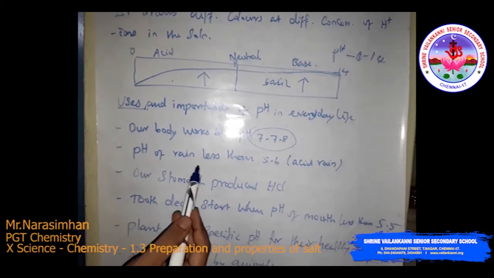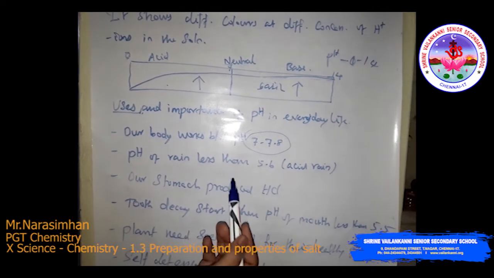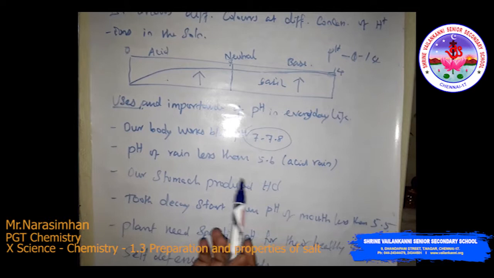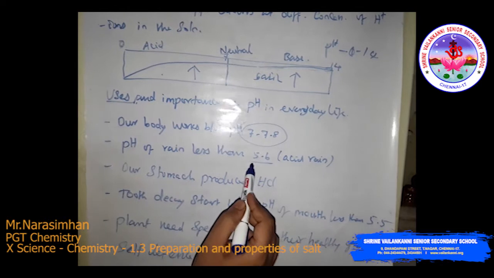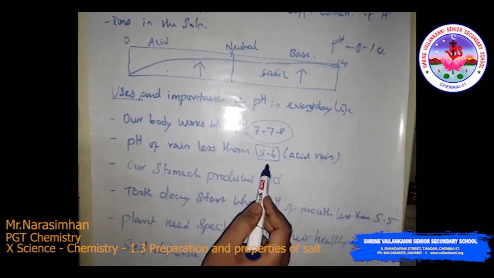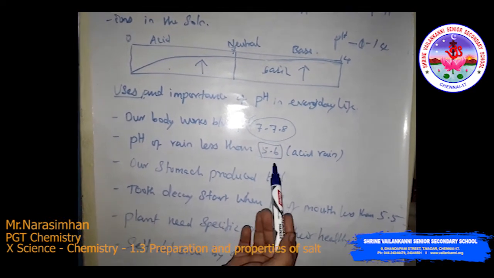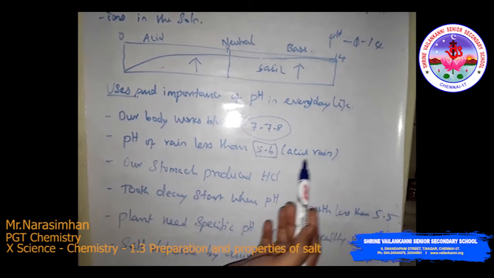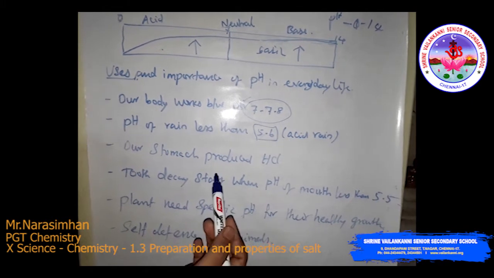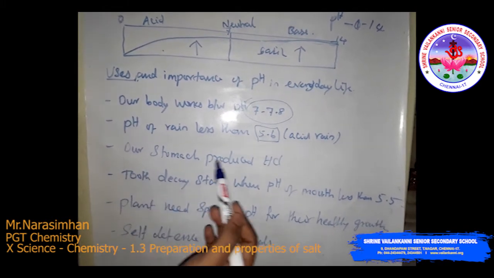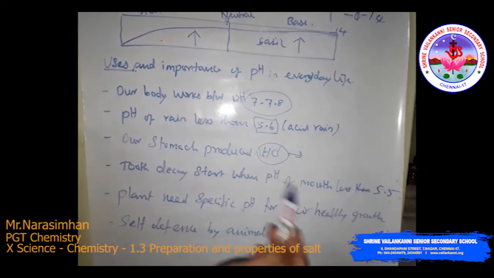Then the pH of rainwater. We have heard of acid rain. When the pH of the rain is less than 5.6, that is acid rain. Then our stomach produces HCl, hydrochloric acid, for the digestion of food. So this acid helps the food digestion process.